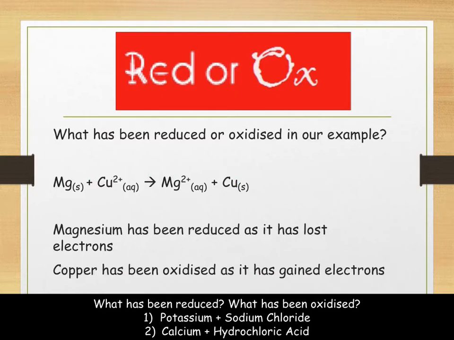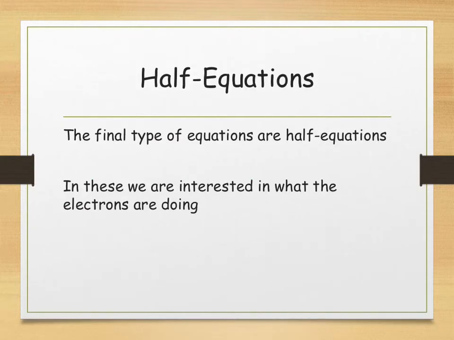You should notice that the metal being reduced is the more reactive metal, the one that is higher up in the reactivity series. The metal being oxidized is the metal that is lower down in the reactivity series. We can also link ionic equations to half equations, which are the final type of equation you need to be able to write. In these, we're only interested in what the electrons are doing.